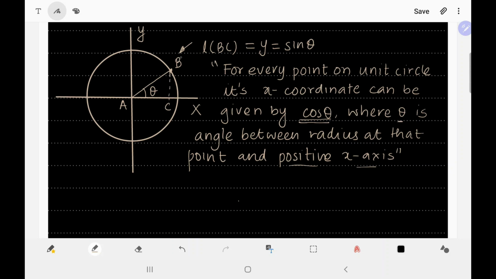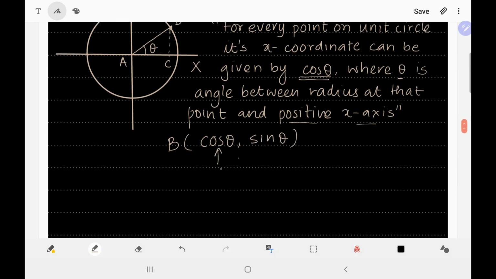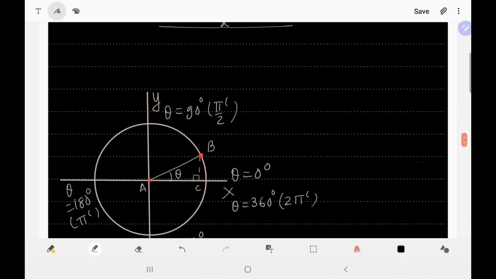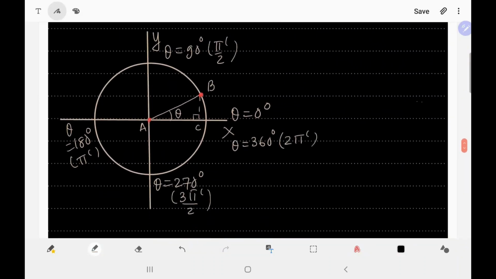For example, in this position for point B, such that radius AB is making an angle of theta with the positive x-axis, the coordinates of point B can be given by (cos theta, sin theta), where cos theta represents its x coordinate given by length AC and sin theta represents its y coordinate given by length BC. This result is of great significance in mathematics. Now one more observation can be made very easily from the previous explanation.